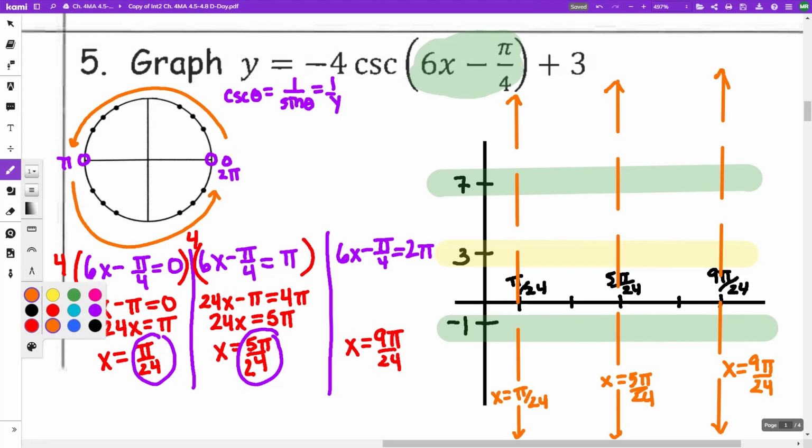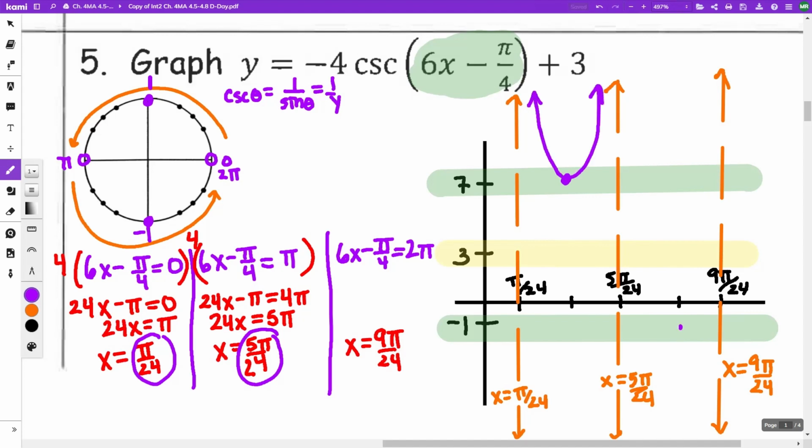Now, as I'm going around the unit circle, the only nice values I'm going to plot is I'm going to plot this, which is where my cosecant is a 1, and then down here, which is where my cosecant's a -1. So I'm going to go up to where my cosecant would be 1, which is up here at 7.